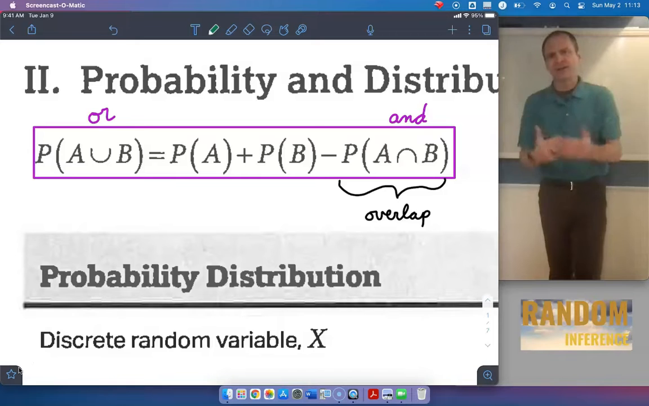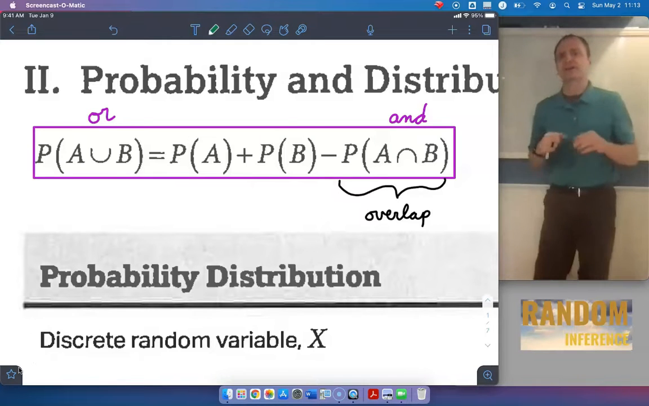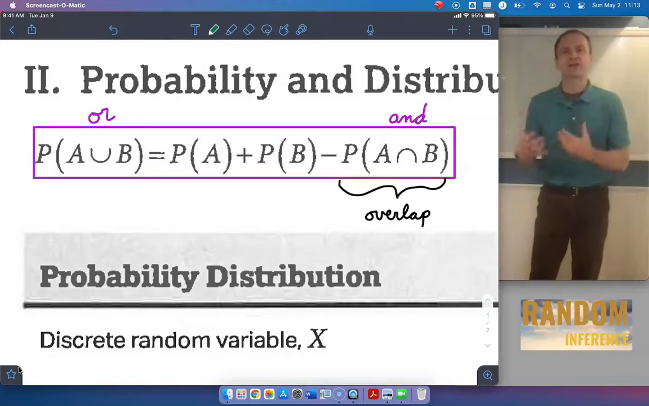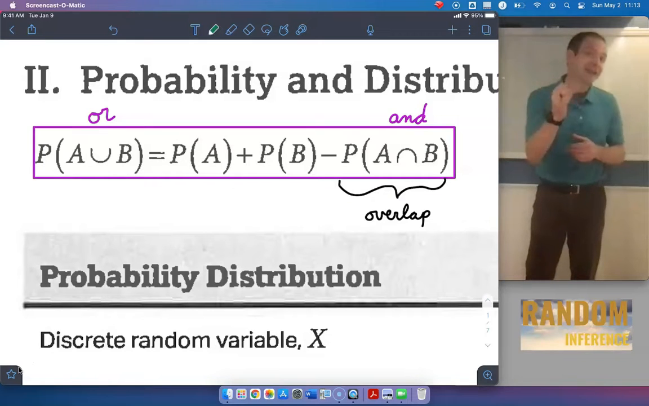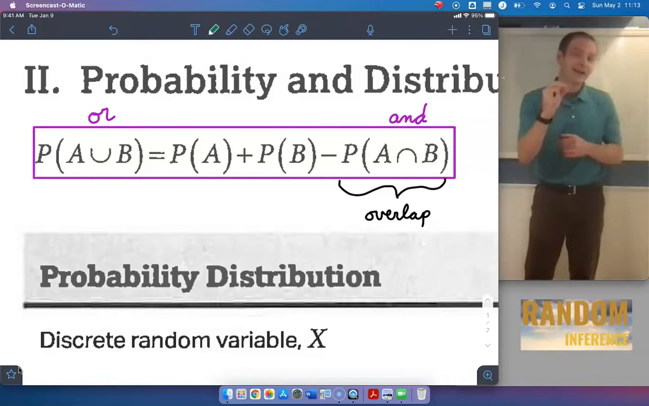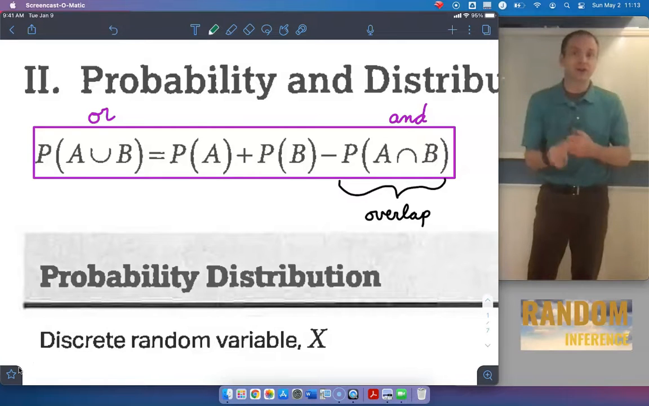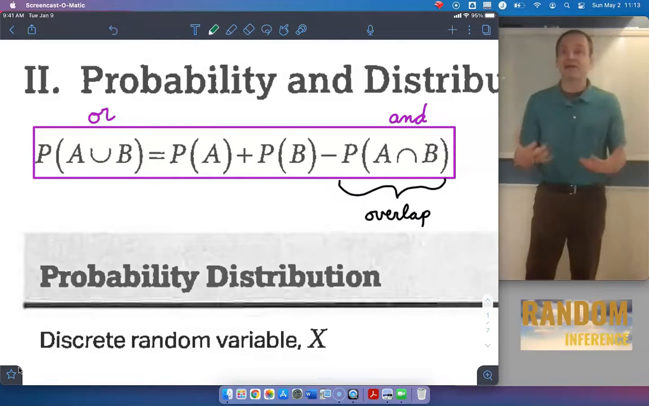So you're really looking at a very basic formula here. If you want to find the probability of two events occurring, you find the probability of each event occurring, and if they overlap, if they have an intersection, you need to subtract that so you don't count it twice. And that's really what that formula is telling you.